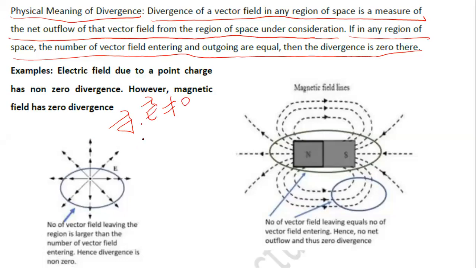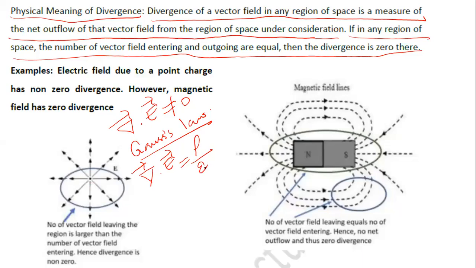This is in fact what Gauss's law is telling us. Probably you know Gauss's law already. Gauss's law tells us that the divergence of the vector field is non-zero. It is equal to the charge density within this region of space upon the permittivity of the medium. This is what Gauss's law was telling us, right?